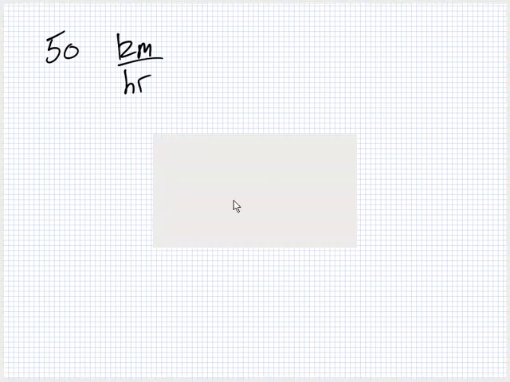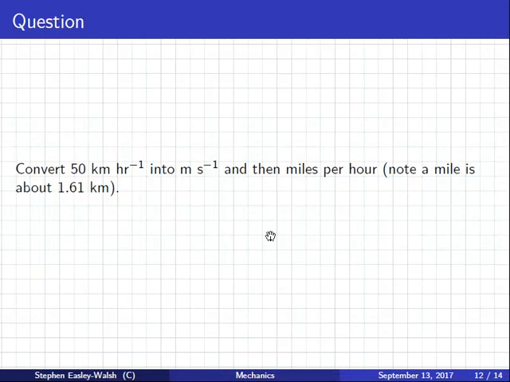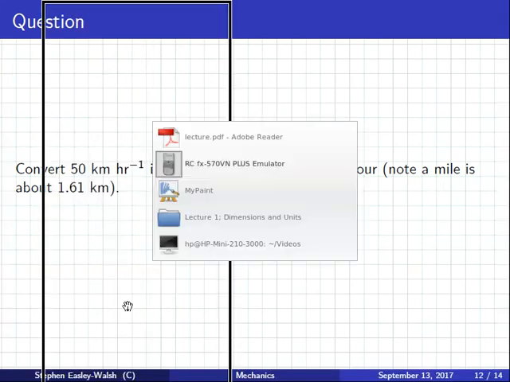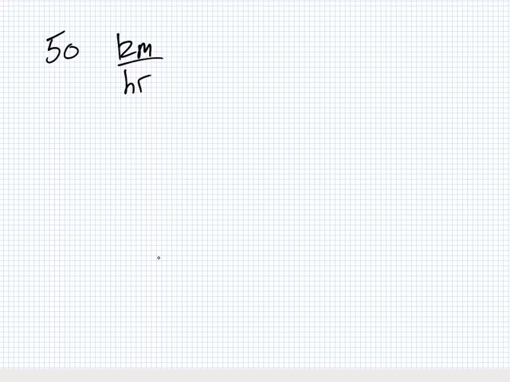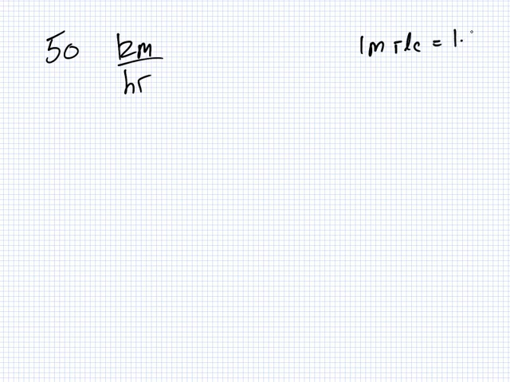Now we want 50 kilometers per hour, and we want to change this into, oops, it's stuck. Well, I know the next part. It was miles per hour. And I tell you, a mile is about 1.61 kilometers. Okay, so how to change this into miles per hour. And I tell you that 1 mile is 1.61 kilometers. Let me write that clearer.